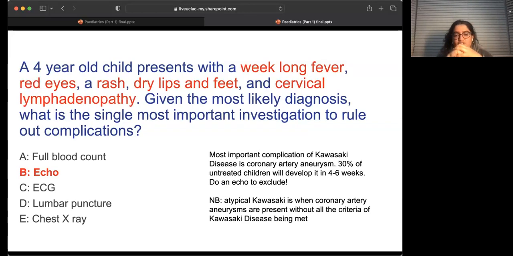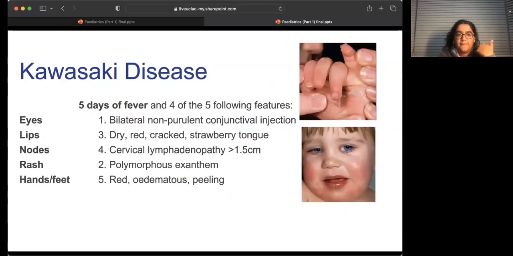Yep, perfect. So you have picked up that this could potentially be Kawasaki's disease. And in that case, it's really important to do an echo, not to rule out necessarily, but to make sure that it doesn't develop into a coronary artery aneurysm, which is what you're most worried about, because that's the biggest cause of death in kids with Kawasaki's disease.